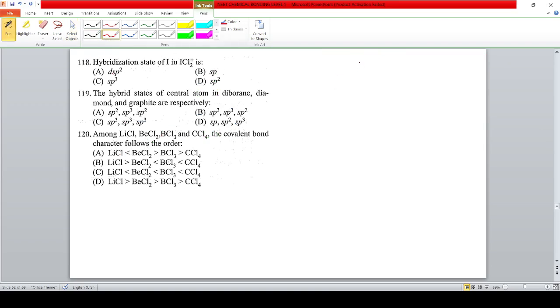Next, 118. Hybridization state of iodine in this compound. What is the formula for hybridization? Half into valence electron plus monovalent atoms plus or minus charge. So it is 8 by 2. 8 by 2 means sp3. So the answer is option C. 118 is option C.